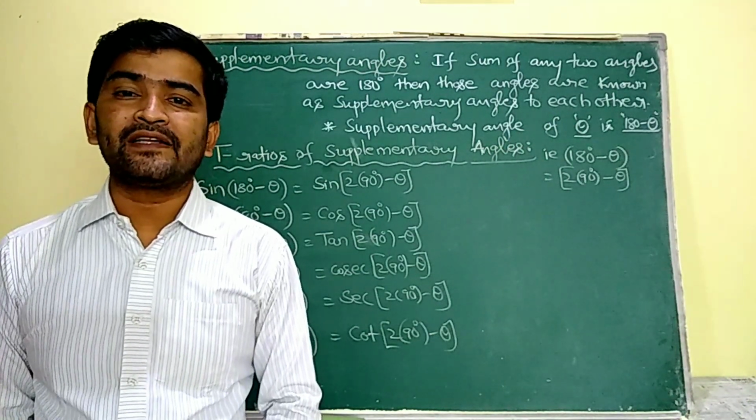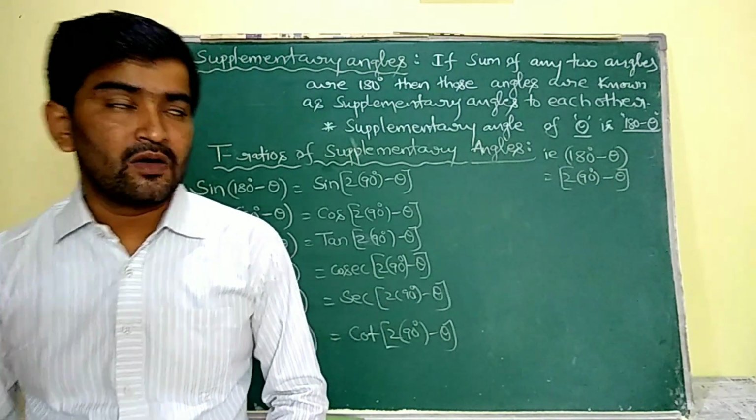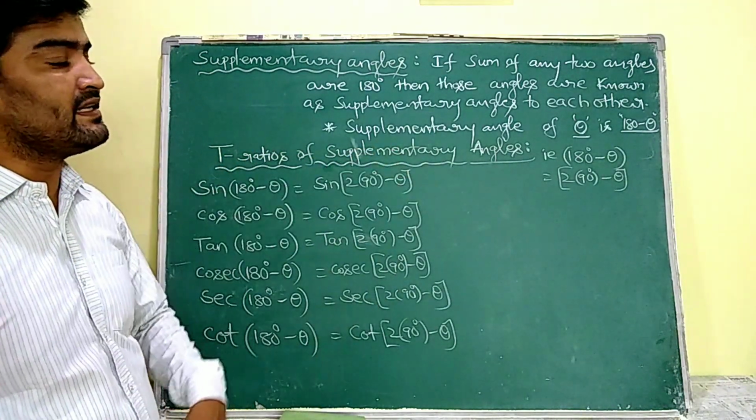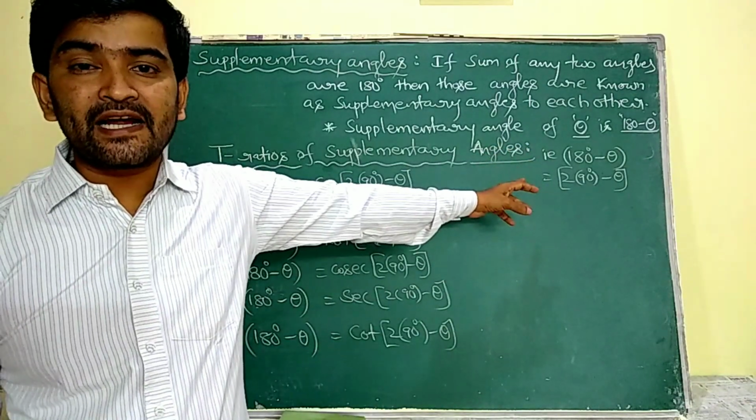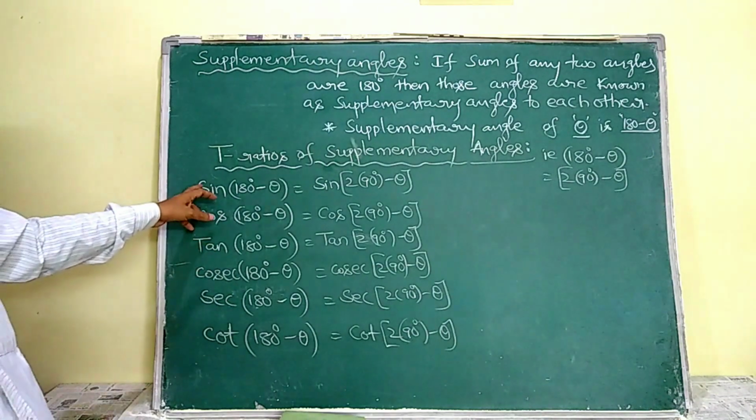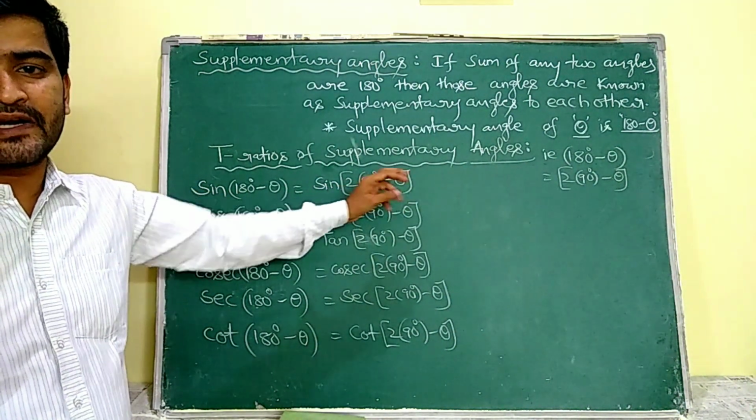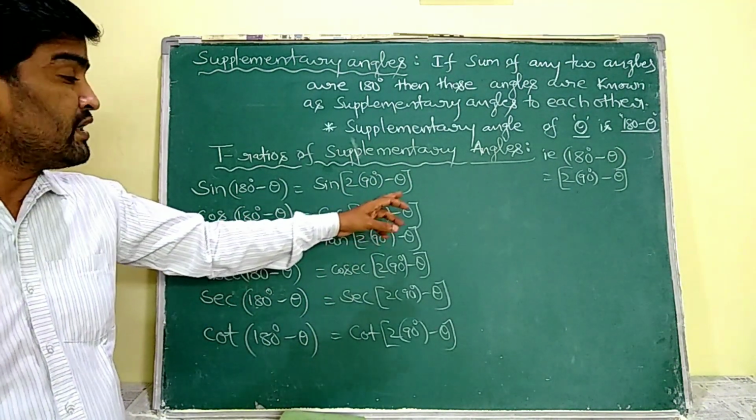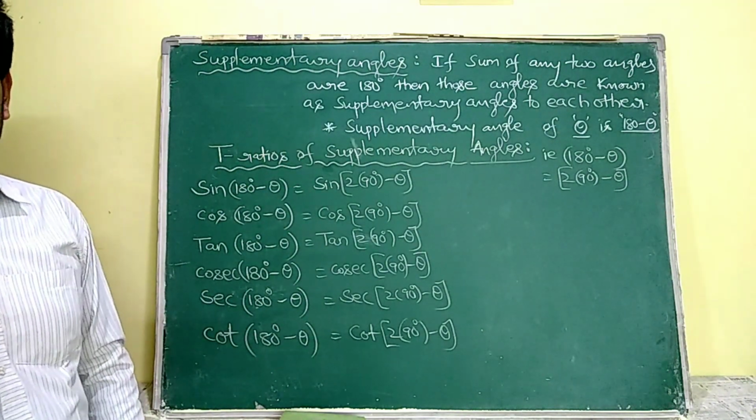Now I have to find the trigonometric ratios of those supplementary angles. See here, the trigonometric ratios of the supplementary angles, that is 180 minus theta, I have to find. 180 minus theta can be expressed as 2 into 90 minus theta, we know. So sine 180 minus theta can be expressed as sine of 2 into 90 minus theta. Cos 180 minus theta is expressed as cos of 2 into 90 minus theta. Similarly, I am going to write all the 6 trigonometric ratios.